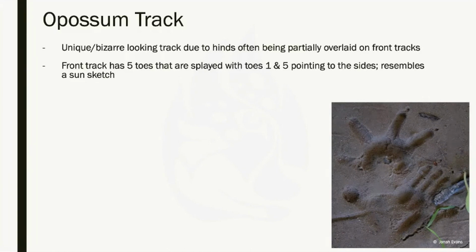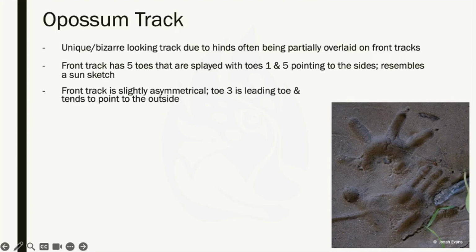The front track has 5 toes, and they're very splayed. And you can see how they're different from a raccoon here. Very spread out, a lot of space between the toes. Okay, and the outer 2 toes, toes 1 and 5, toe 1 is the one on the inside, they're pointing almost to the horizontal, or to the outside, I should say. Okay, and I like to think of it, it looks like a little cartoon sketch of a sunshine, right? If you were to draw the sun with 5 rays sticking out, with little points on the end, these are the claws. It really kind of looks like that.